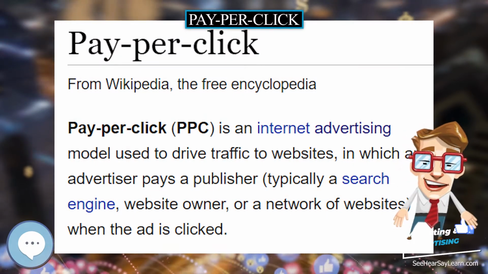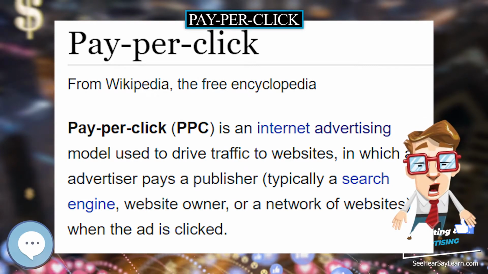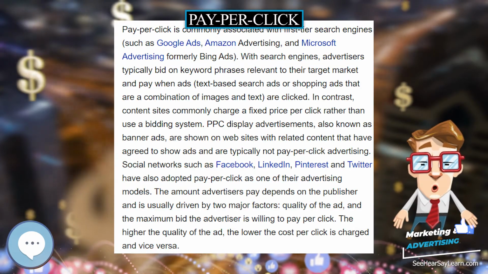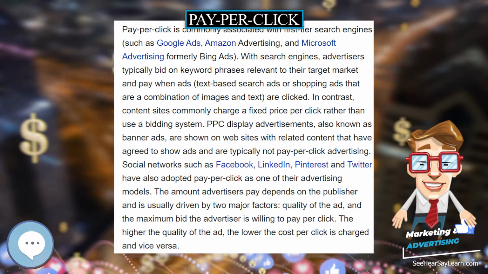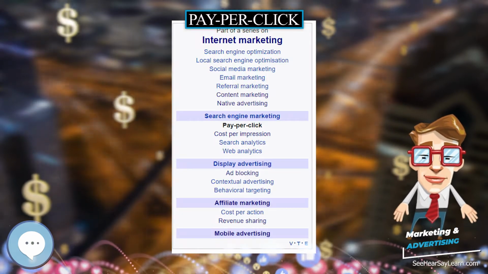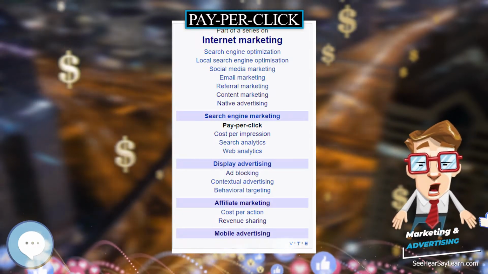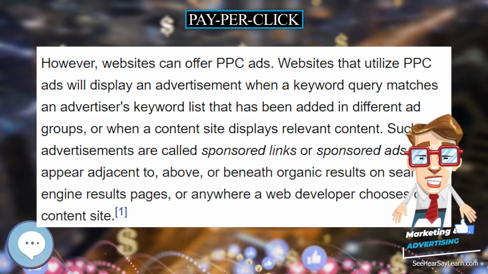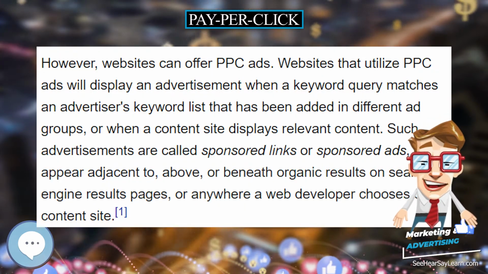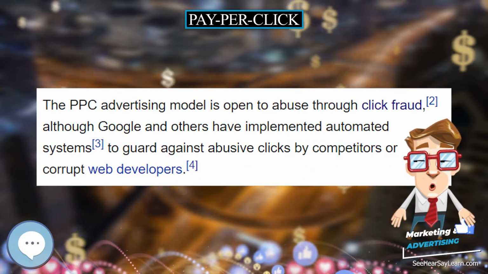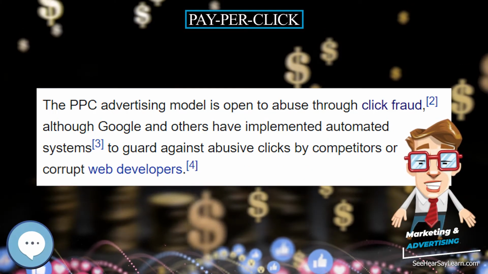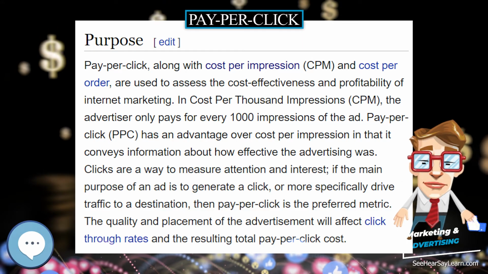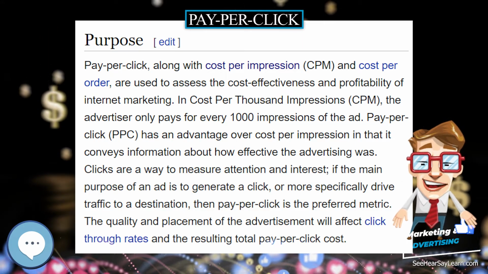Pay-per-click, PPC, is an internet advertising model used to drive traffic to websites, in which an advertiser pays a publisher, typically a search engine, website owner, or a network of websites, when the ad is clicked. Pay-per-click is commonly associated with first-tier search engines, such as Google Ads, Amazon Advertising, and Microsoft Advertising, formerly Bing Ads.